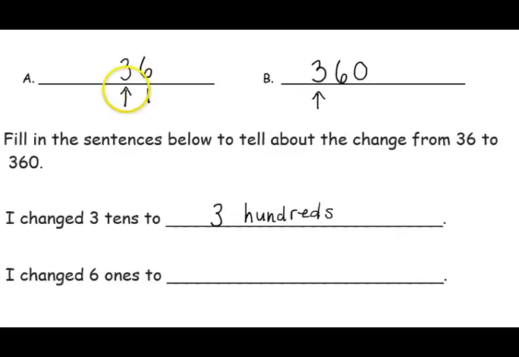And when I look at my 6, it started in the ones place. Now I have 6 disks in the tens place, so I changed my 6 ones to 6 tens. Again, understanding that the 6 in both of these numbers does not have the same value.